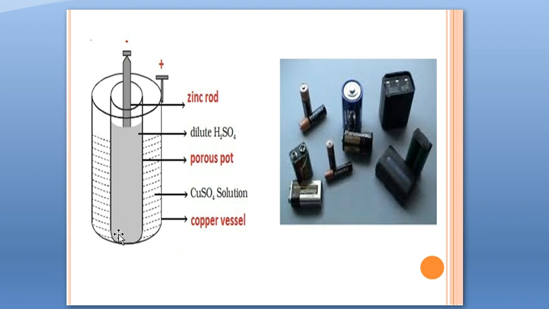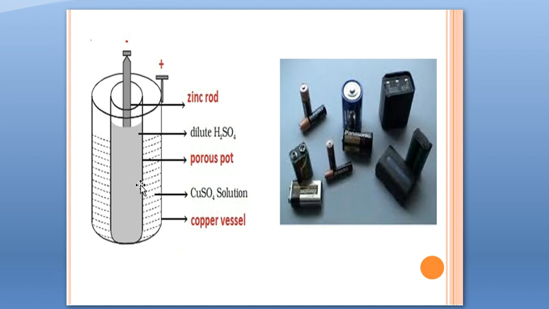ये जो वेसल होता है इसका, this is made up of copper. So this copper vessel itself acts as a cathode, right? And inside it we have a porous plate. कॉपर वेसल के अंदर पहले कॉपर सल्फेट सोल्यूशन है, obviously will need Cu2+ ions. फिर एक पोरस पॉट है.